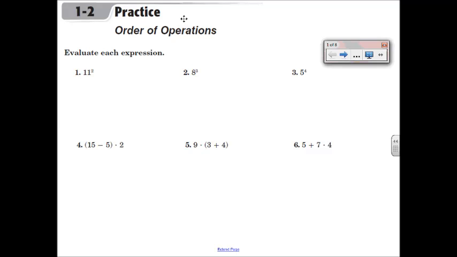This is the 1-2 Order of Operations Practice worksheet, page 14 of your homework. And it starts off with evaluate each expression. And remember, evaluate means find the answer. So when it says evaluate 11 squared, they're asking you what does 11 squared equal. So 11 squared means 11 times 11, and that's 121.